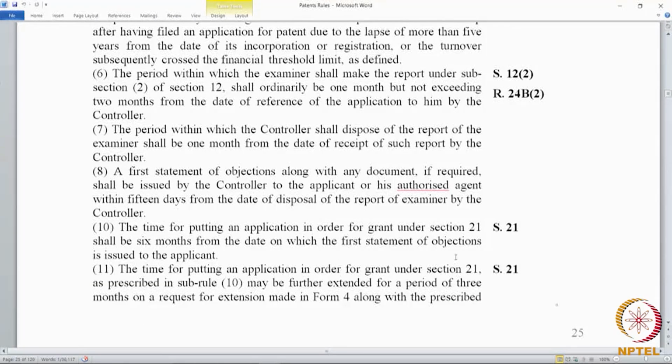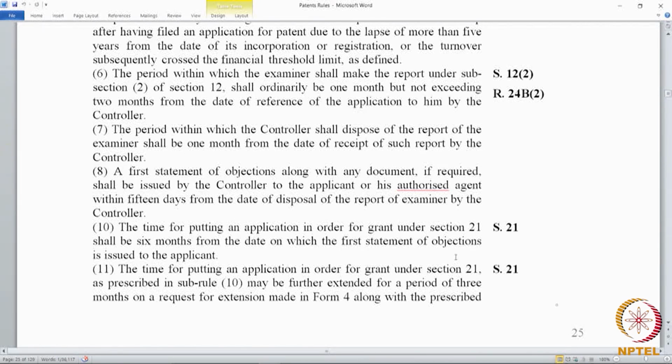Subrule 6 states that once the reference is made to the examiner, the period within which the examiner shall make the report under subsection 2 of 12 shall ordinarily be 1 month but not exceeding 2 months from the date of reference of the application to him by the controller. We saw that in rule 24B, it was 1 month not exceeding 3 months. So, in this case they have cut it down by another month. So, the examiner has a maximum of 2 months to give the report, whereas in 24B he has 3 months.